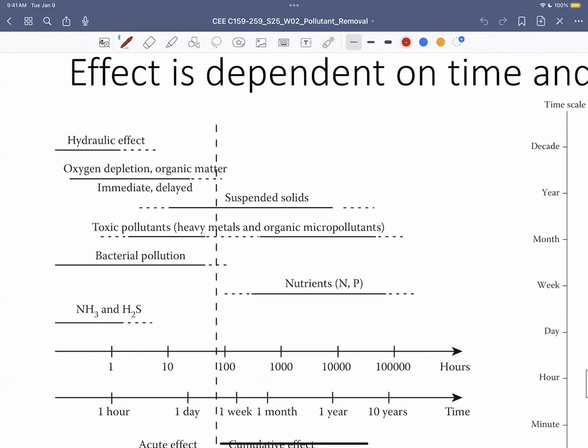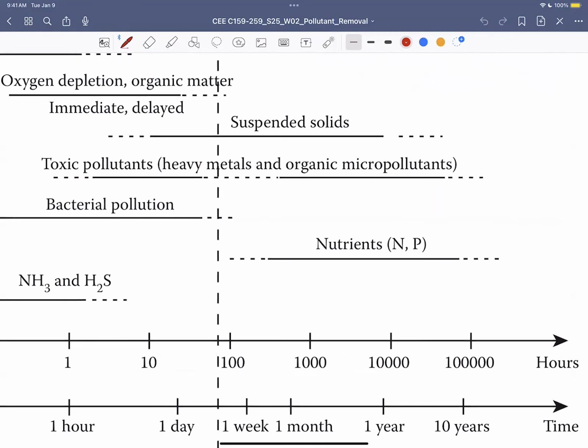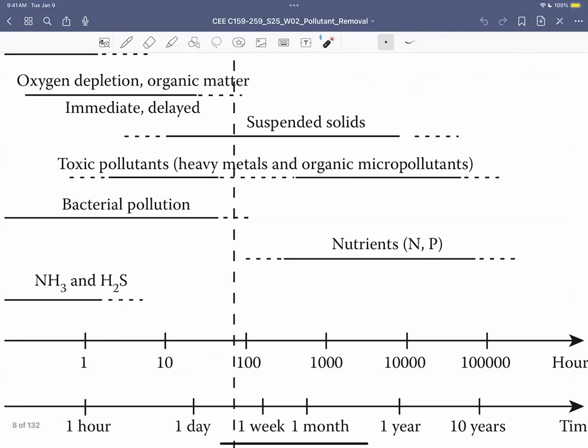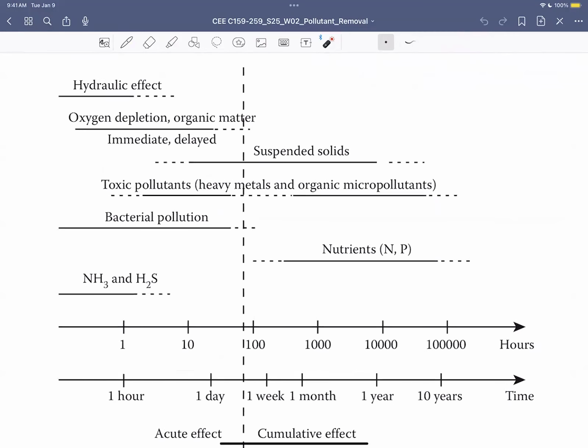Then oxygen. Oxygen can be depleted because of immediate loading of many biochemical oxygen demands, or BOD, and that would last for at least a day, because within that day, most of the organics will be consumed by bacteria. So you'll expect the oxygen concentration to go back up. Whereas suspended solids last from about 1 day to sometimes a month or a year. That's because suspended solids could remain in the system and in the sediments and continue to have negative effects.